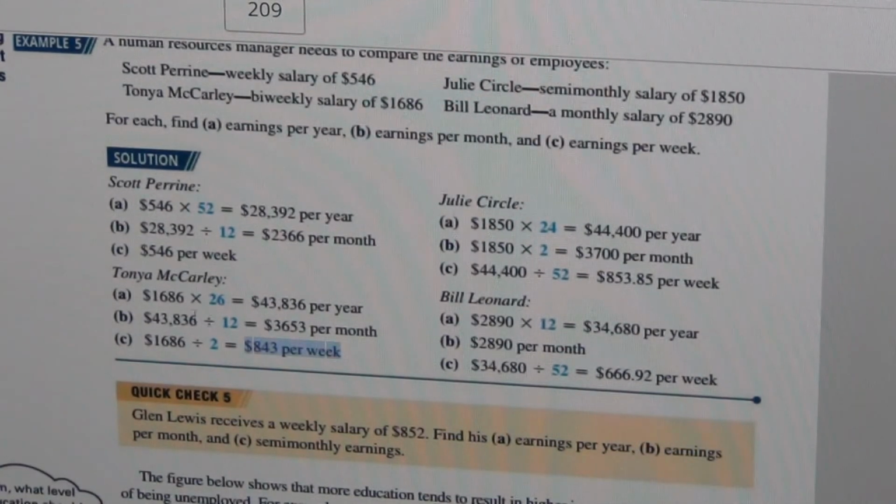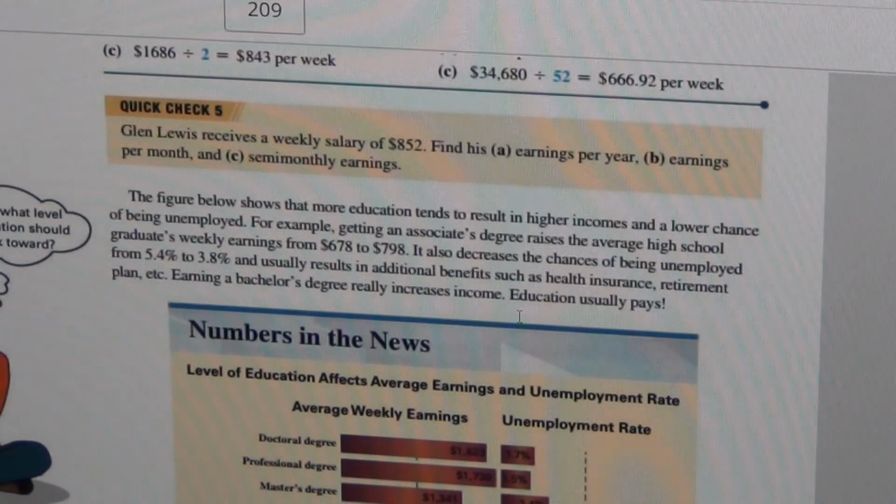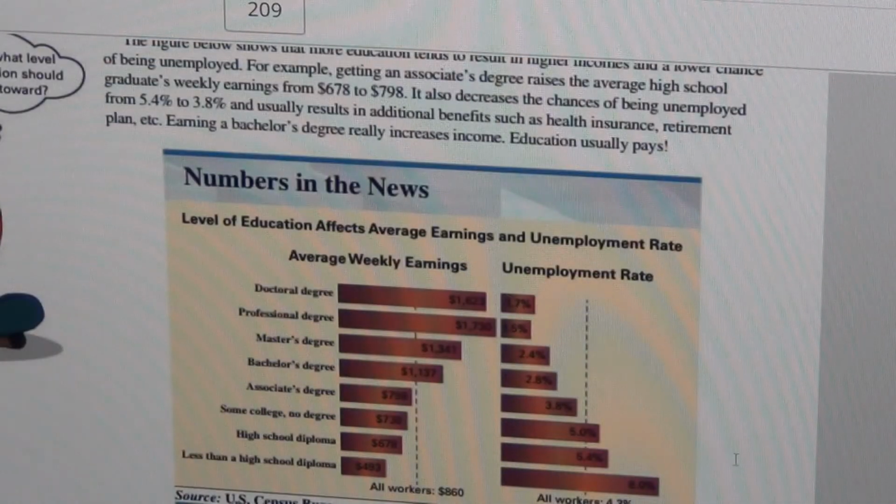Now we can see that it might have been difficult to see what Scott was making compared to Tanya, but now that we have converted it to comparable numbers, if we just focus on per year, Scott's making $28,392, while Tanya's making quite a bit more. She's making $43,836. So you can see Tanya's making quite a bit more money than Scott. All right. Let's move on.